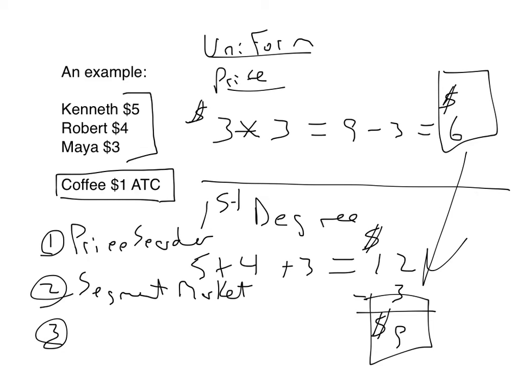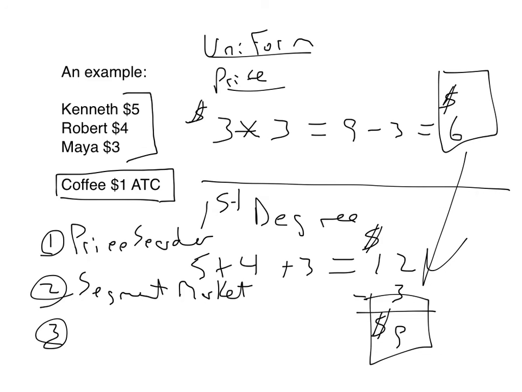The third condition, and you can see this in our example. Imagine Maya, who can buy coffee for $3. Suppose she takes that $3 cup of coffee, turns around and sells it to Kenneth. Now, Kenneth would do it. In fact, he'd pay as much as $5 for it. But if Maya did that, then she gets the profit, not me.